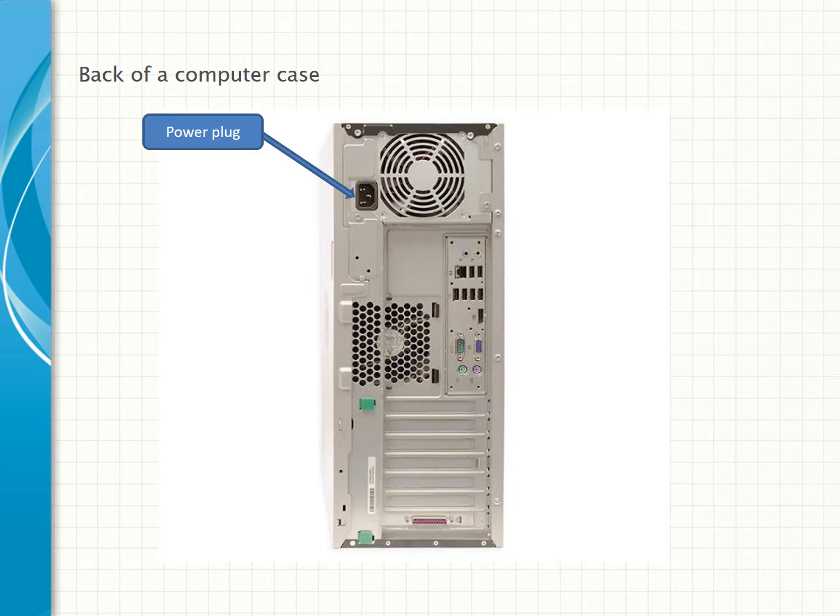The power plug is for plugging in the power cord. A cooling fan for cooling the power supply. There is also on this computer an additional cooling fan for the processor on the motherboard or a video card.